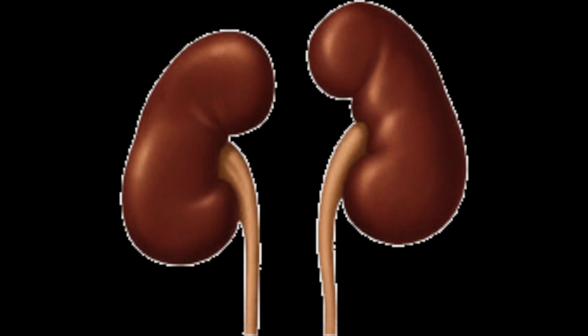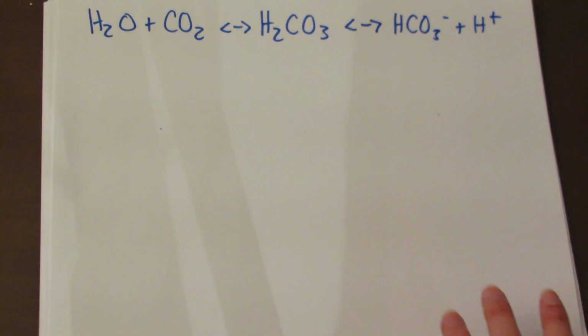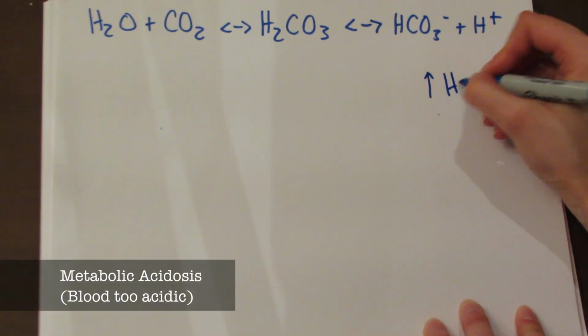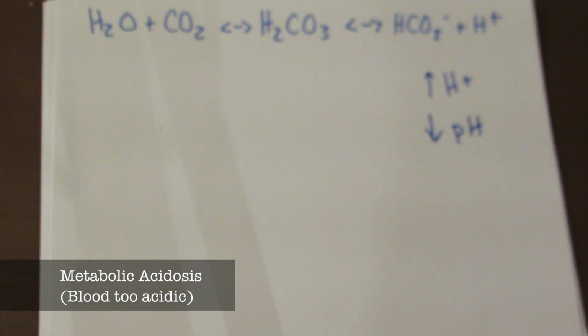Now let's take a look at metabolic acidosis and alkalosis. Again, metabolic refers to the kidneys. This occurs if the kidneys are unable to regulate pH. As acid builds up, the kidneys are either not excreting enough hydrogen ions or not secreting enough bicarbonate. Metabolic acidosis occurs when there is a high amount of hydrogen ions that the kidneys cannot get rid of. This results in a low pH.